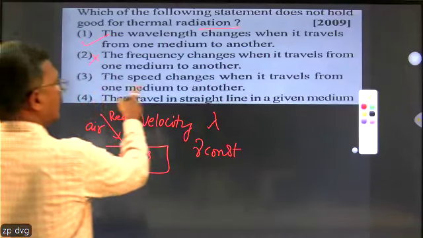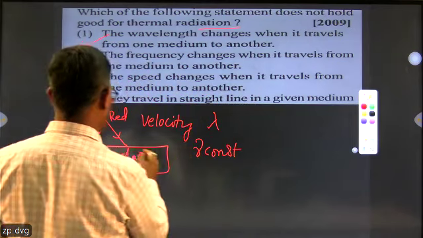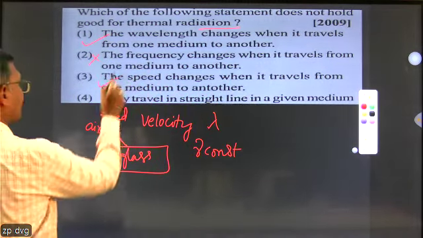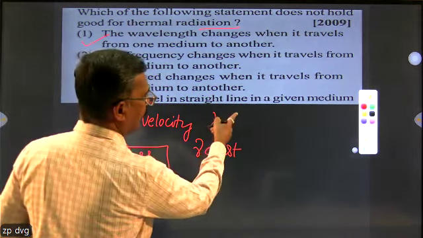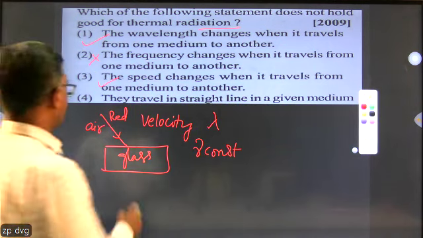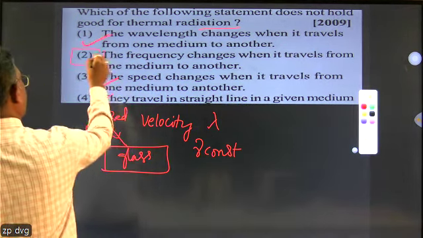ನೋಡೋಣ. The speed changes when it travels from one medium to another medium. Correct. The velocity of the electromagnetic wave changes when it moves from one medium to another medium. So this statement is also correct. They travel in a straight line in a given medium. So go to electromagnetic waves, light travels in a straight line. So ಮೂರು ಸ್ಟೇಟ್ಮೆಂಟ್ ಕರೆಕ್ಟ್ ಇದೆ. The wrong statement is the second one. The correct option is the second one.